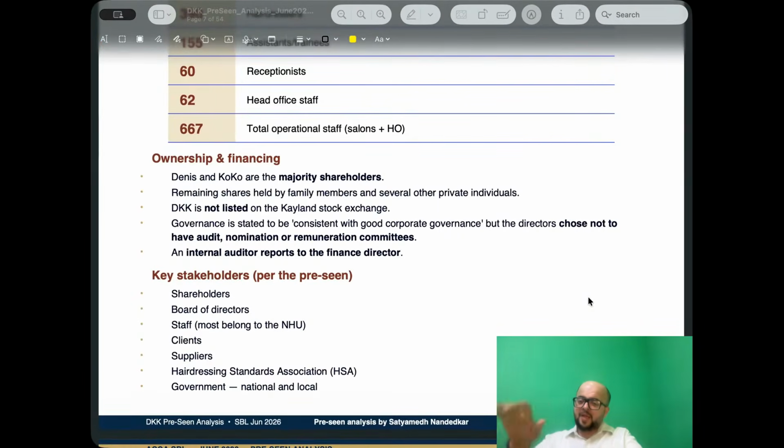Now, we have done 8 questions, if you have noticed. This issue has come up in one more place. Do you recollect? Same problem. Internal auditor reports to finance director.